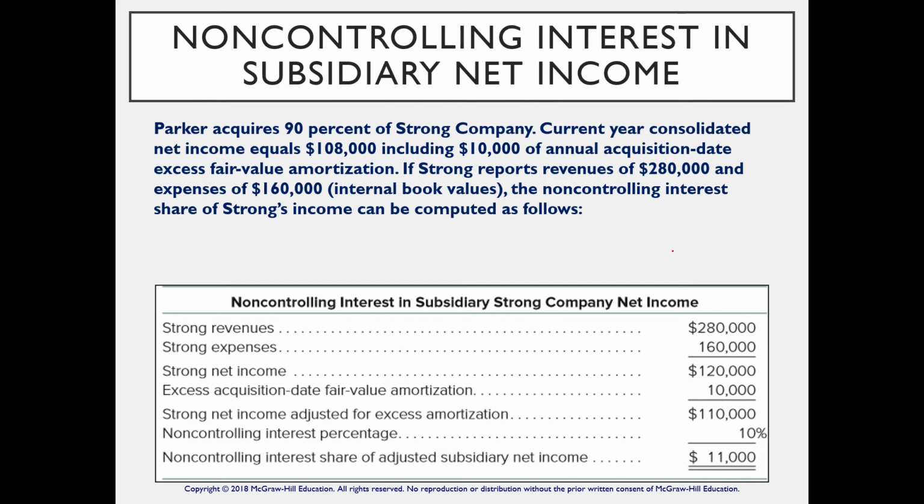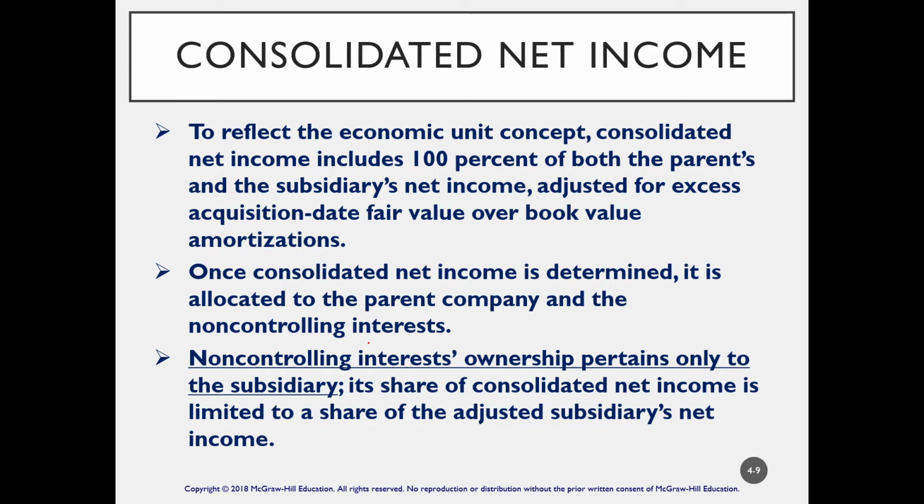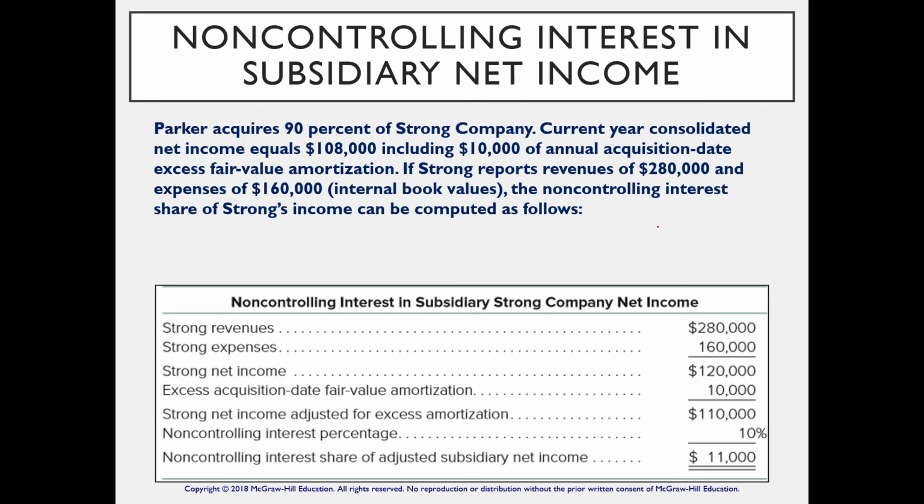Let me backtrack to the previous slide. The non-controlling interest is only interested in the subsidiary's net income, okay? They don't care about the controlling; they only care about the minority or non-controlling interest that they own. And so the starting point in calculating our non-controlling interest net income is going to be the subsidiary's net income. In this case, the subsidiary is Strong.